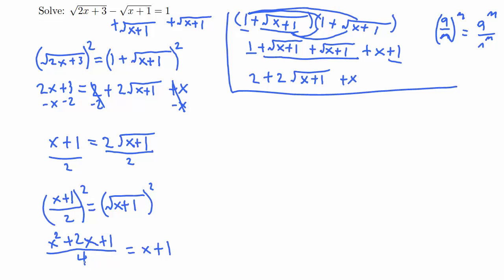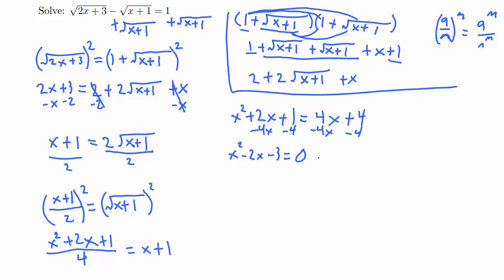Now to get rid of the division, we just multiply by the denominator, which in this case is 4. So that's going to give me x squared plus 2x plus 1 is equal to, and distributing the 4 there, gives me 4x plus 4. And this is now just a regular quadratic equation. To solve this, I would subtract 4x from both sides, and I would subtract 4 from both sides. So that's going to give me x squared minus 2x minus 3 is equal to 0.